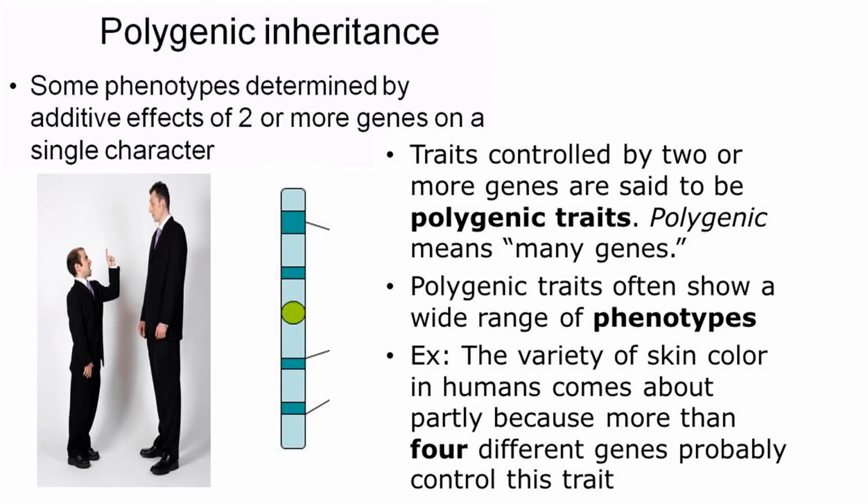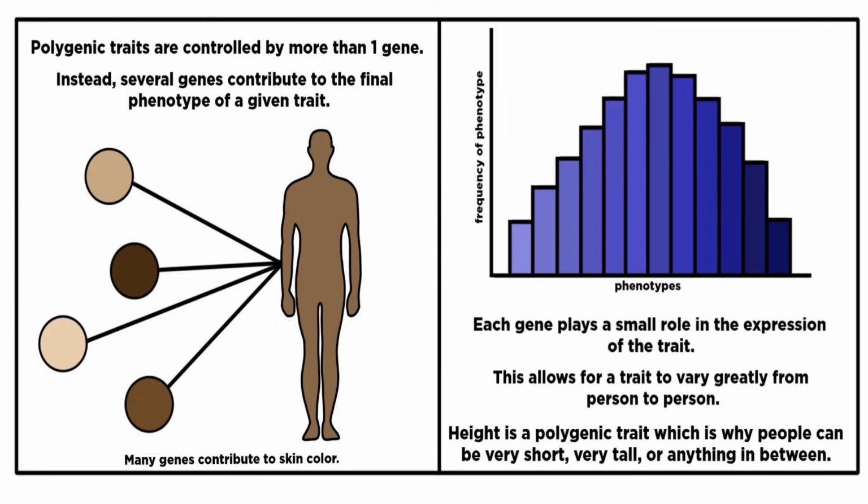The genes might be located on different chromosomes or at different loci. If on one chromosome, they might be located at different loci, but all these genes control the same trait. The polygenic traits, for example height and skin color, are controlled by more than one gene. Instead, several genes contribute to the final phenotype of the given trait.